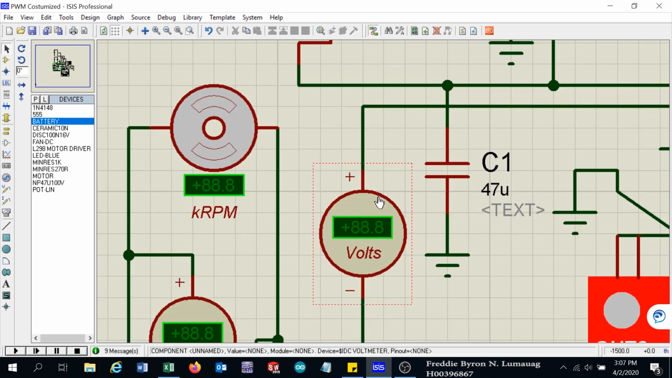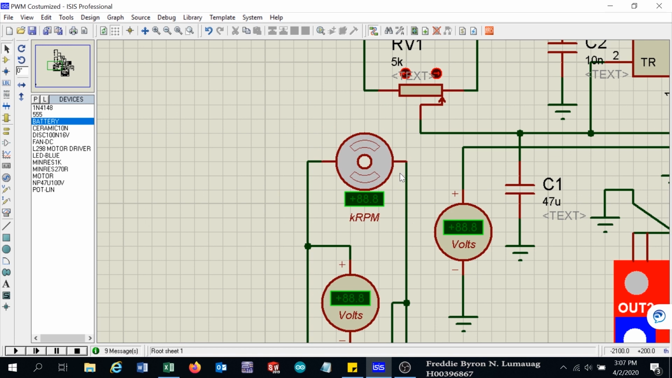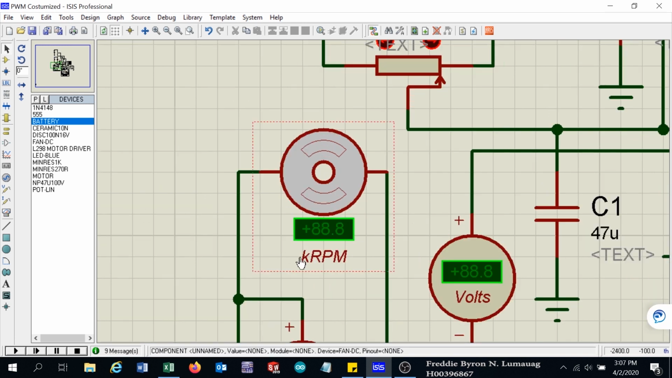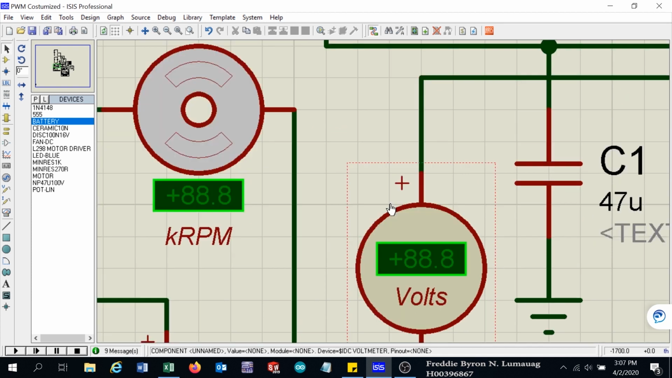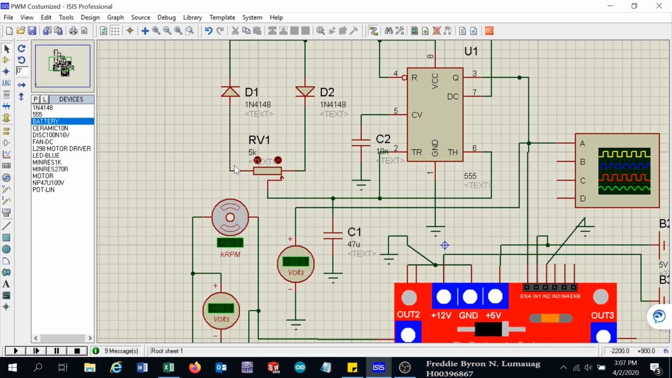Here we have also changed the motor connected to the output of the driver. So this motor now has a speed reading. This motor has a 1000 RPM maximum. Okay, and we will see whether the speed varies upon changing of the PWM signal that is being fed to the enable terminal of the motor driver.